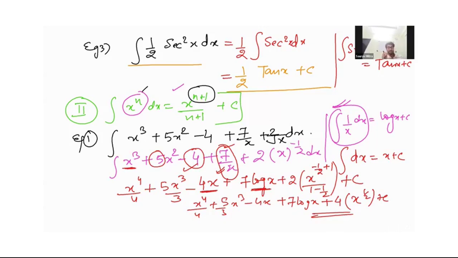So in this way we have to integrate. First we use the property of scalar multiplication: we will not integrate the number portion, we will integrate only the function. Next we learned that the integration of 1 by x is log x, and the integration of a constant function is always x plus c. If they ask what is the integration of 4, or of any number, just like the integration of 3 dx, it is 3x plus c. So the integration of a constant is always x.